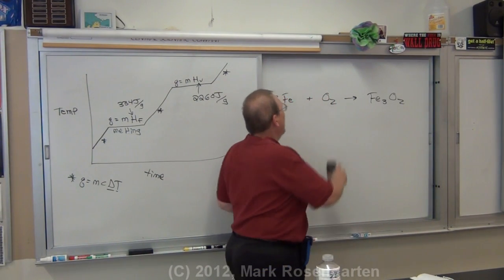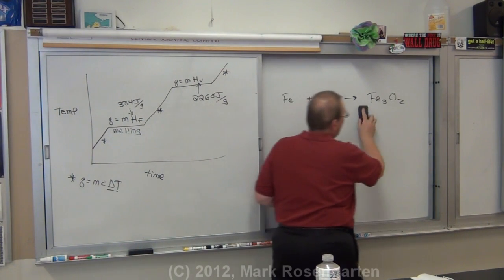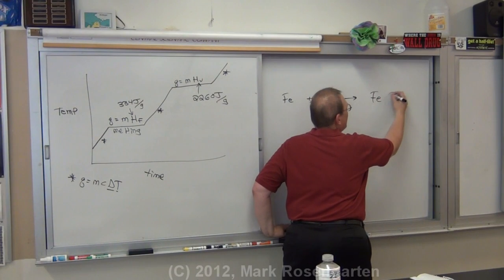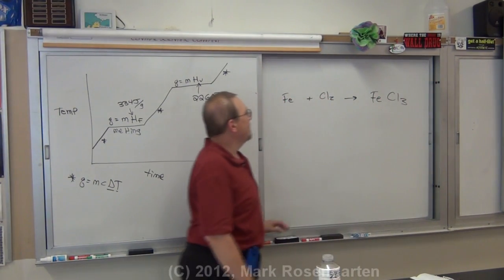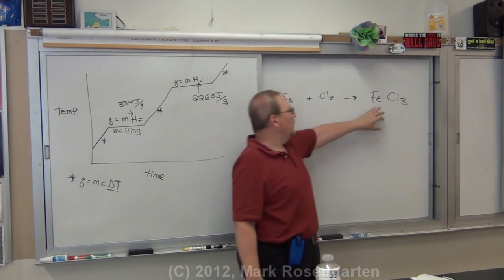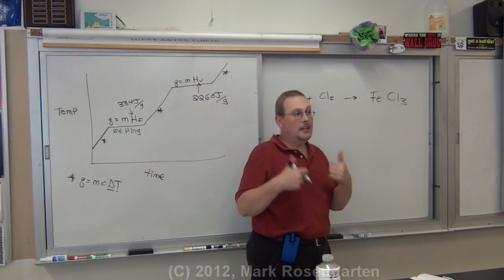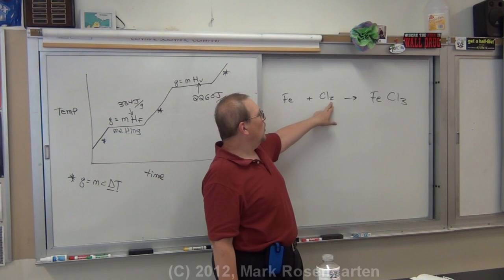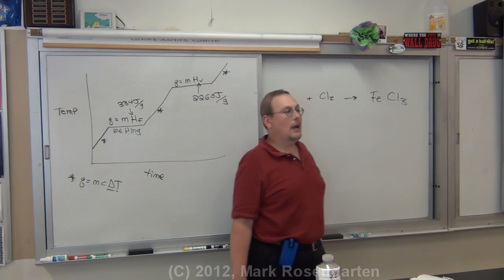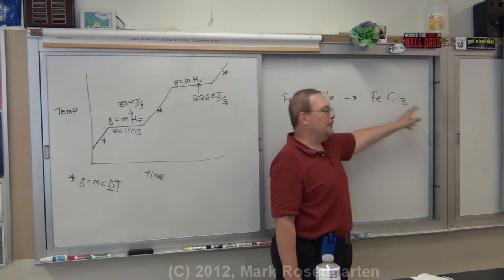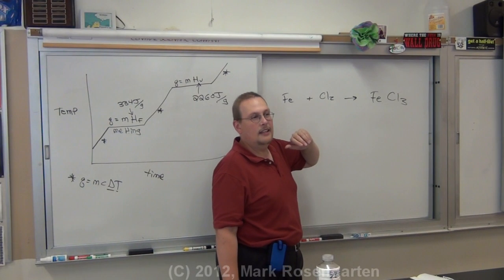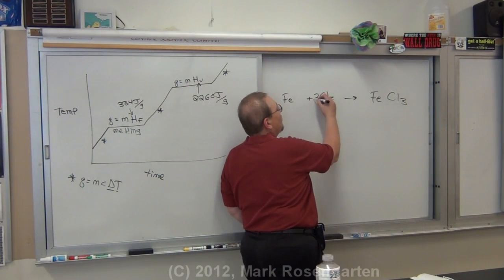Now, let's say, instead of this, I had Fe plus Cl2 forms FeCl3. When we start out, we look at it and say, hey, there's 1 iron on the left, 1 iron on the right, so far we're good. But we have 2 chlorines on the left and 3 chlorines on the right. So now what we got to do is we got to get the lowest common denominator. 2 and 3, multiply them together, what do you get? 6. So 2 times 3 is 6.